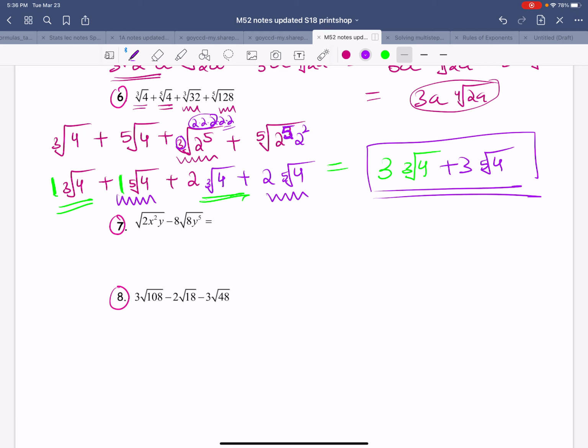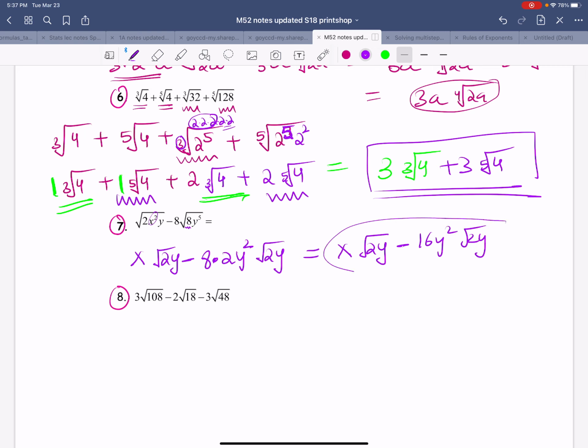My first goal is to simplify and pull out whatever I can. Looks like I can pull out an x. Inside the radical will be 2y. 8 times, this is 2 times 2 times 2. So I can pull a 2 out. And I can pull how many y's out? Pull 2 y's out. Inside is 2y. So this is going to leave me with x root 2y minus 16y squared root 2y.